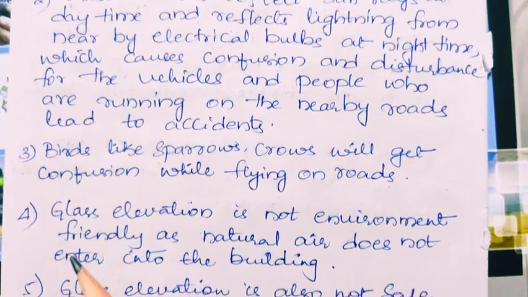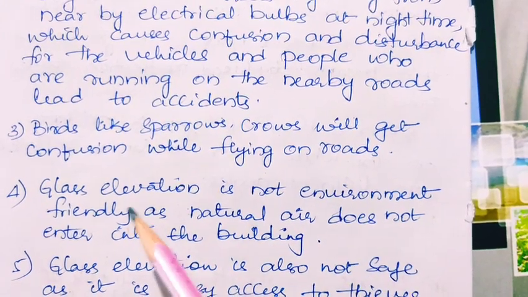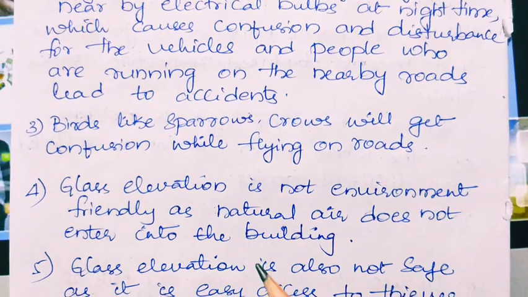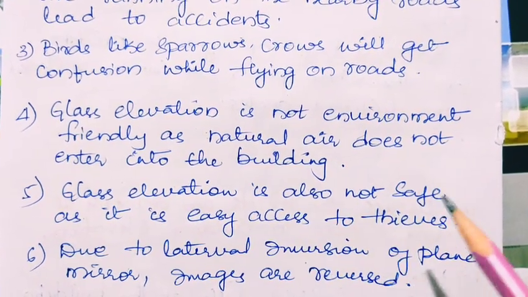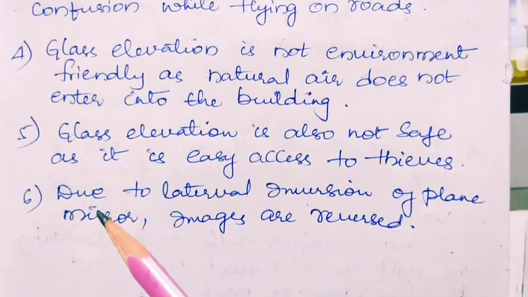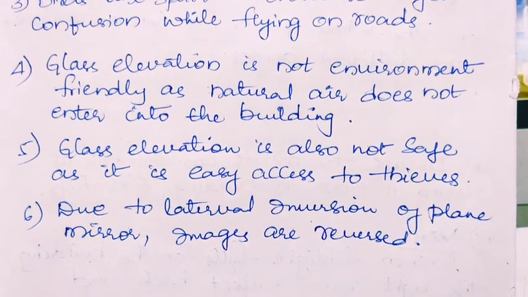And the fourth point is, glass elevation is not environment friendly as natural air does not enter the building. Next point, glass elevation is also not safe as it gives easy access to thieves. The last one is, due to lateral inversion of plane mirrors, images are reversed.